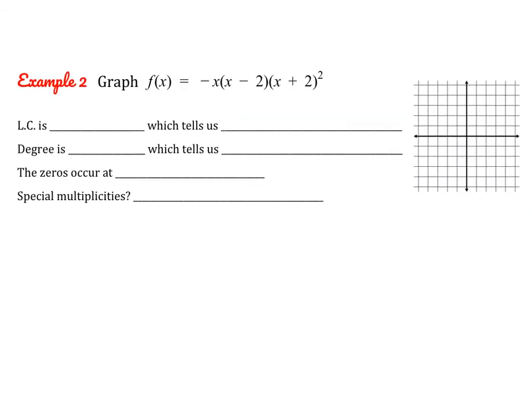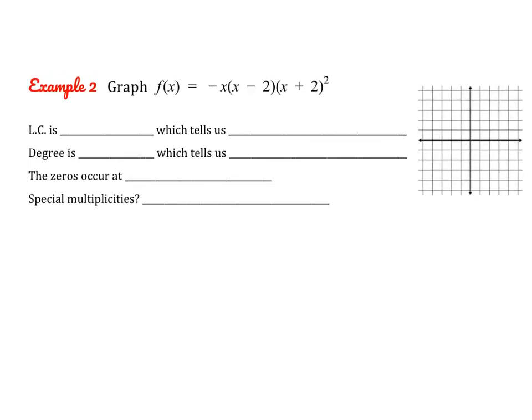All right, let's try another one together. So here again, we are in factored form. We have negative x times x minus 2 times x plus 2 squared. So here you'll notice that we have this negative out front, which means our leading coefficient is negative. So this tells us that moving to the right, as x approaches positive infinity, our graph is going to go down. F of x is going to approach negative infinity.